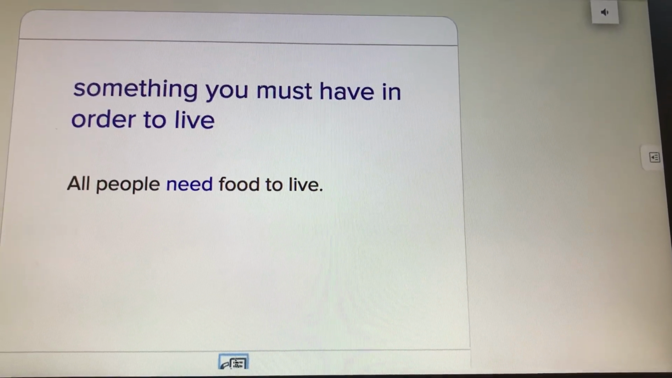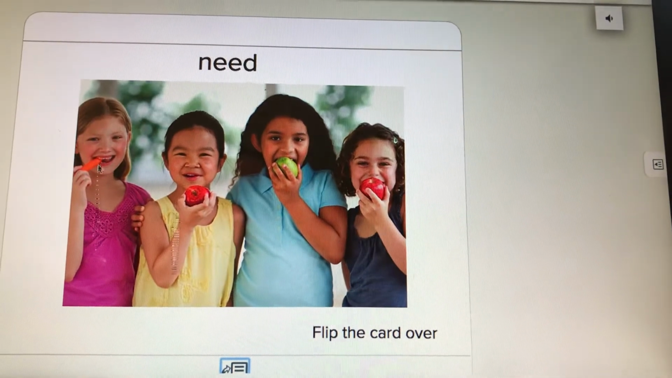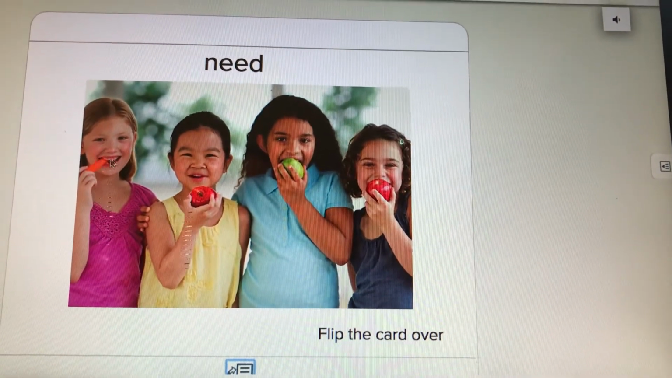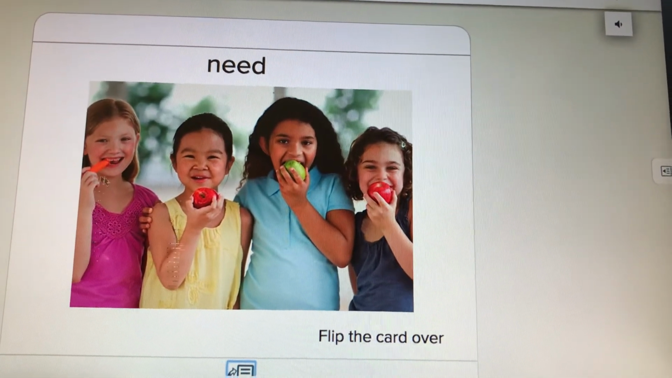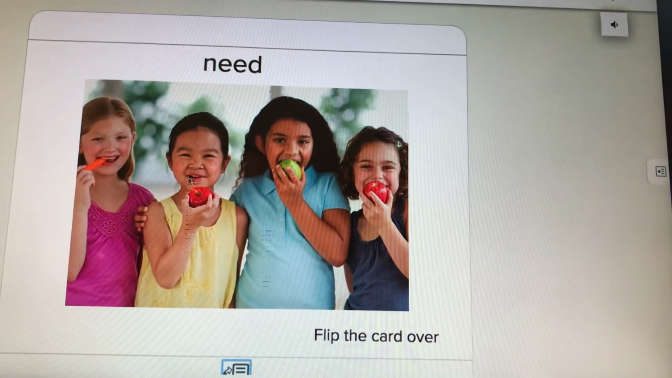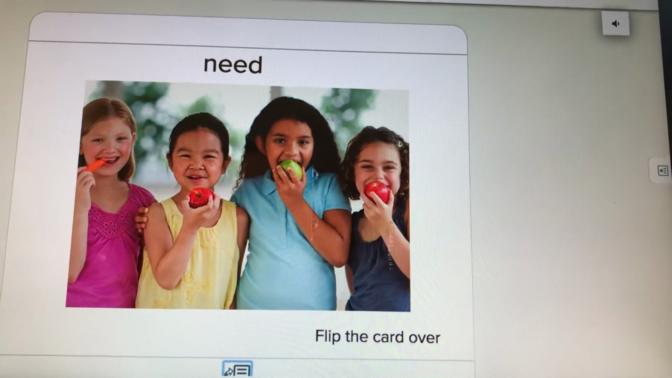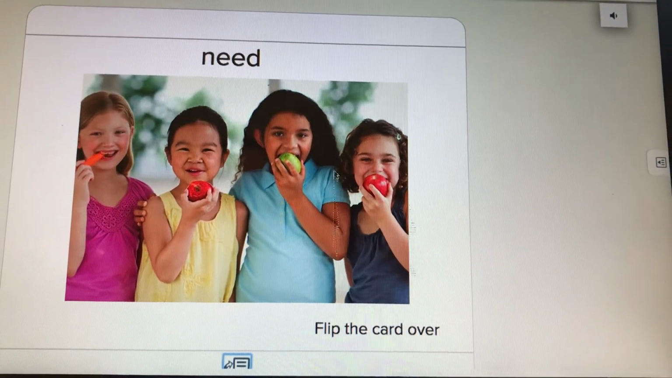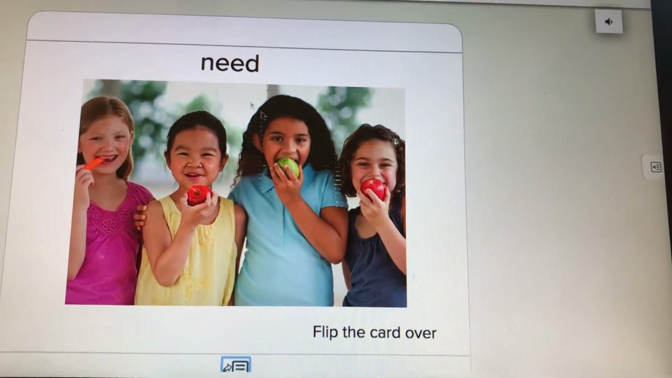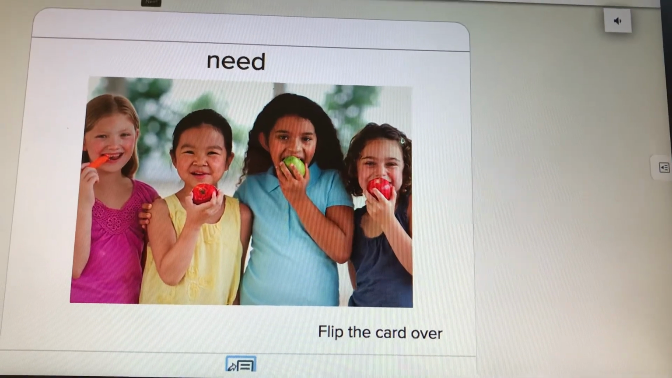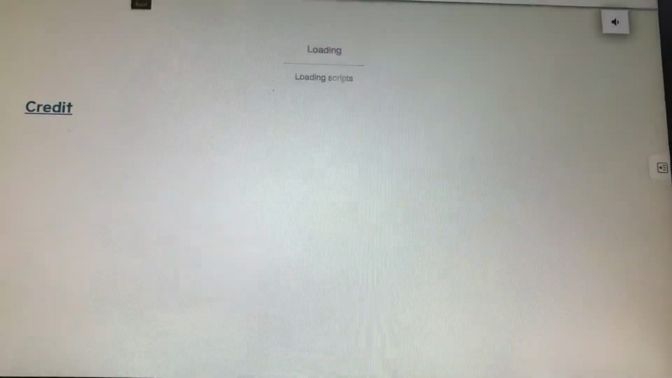So let's go back and look. What are these girls eating for food? This girl is eating an orange carrot. This girl is eating a red apple. This girl looks like she's eating a green pear. And this girl looks like she's also having a red apple. So we all need food to survive.